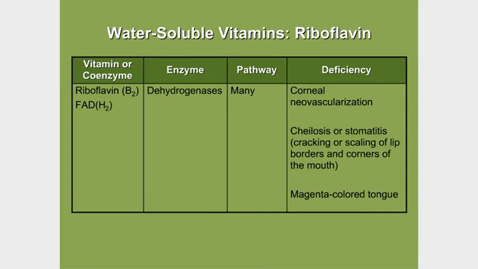The riboflavin B2. Again, don't worry or be concerned with the B number with riboflavin. Just know it as riboflavin, but it's used to make the coenzyme called FAD. One of the important features of riboflavin is that it's light sensitive.